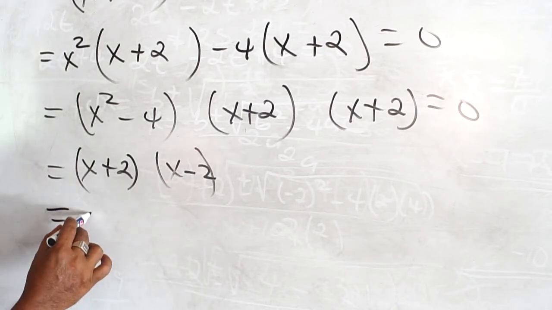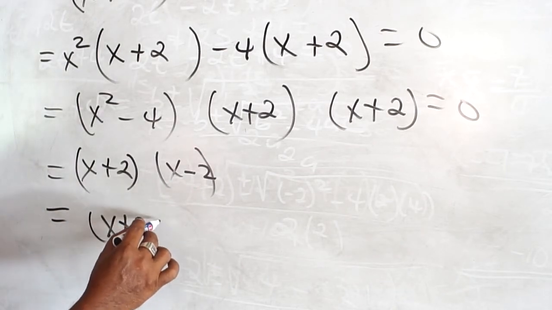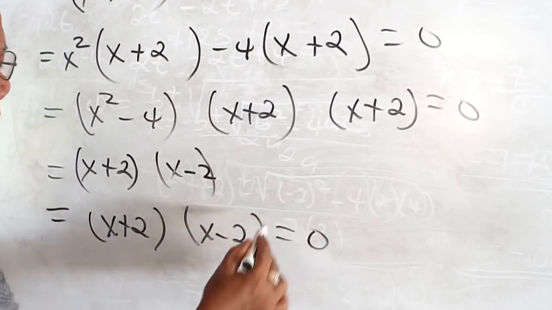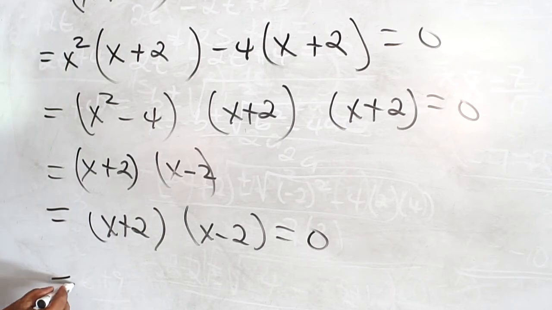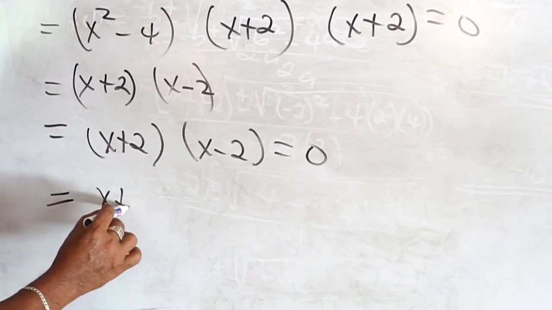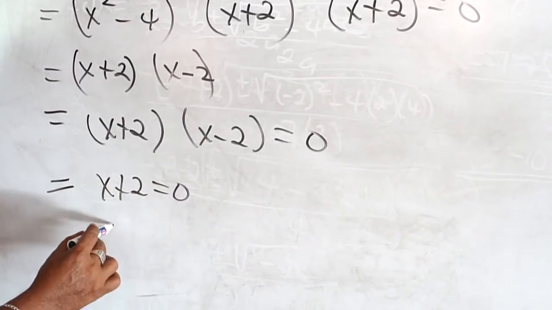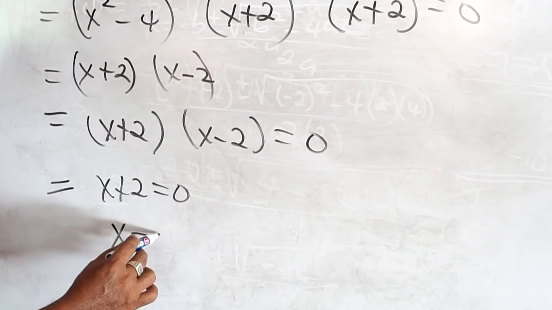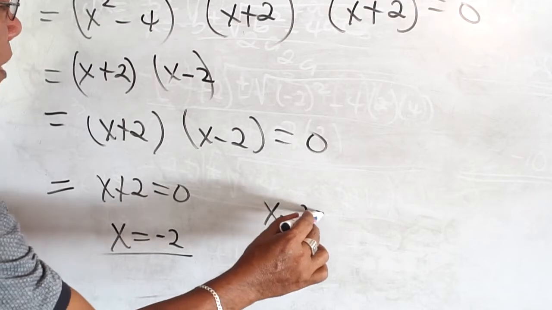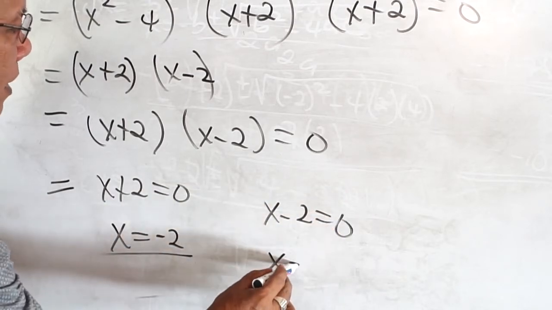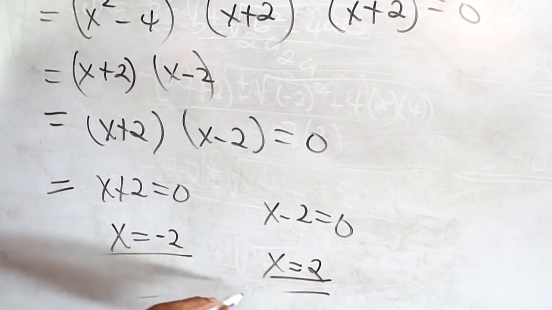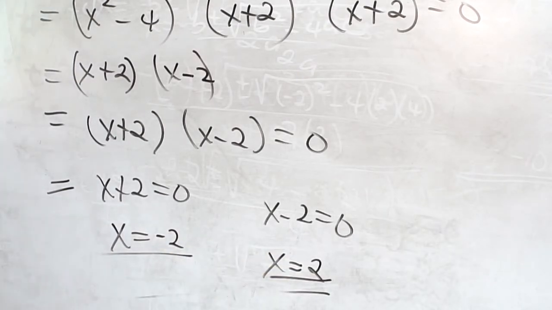So we have here (x + 2)(x − 2) equals 0. Then after that, equate the resulting factors to 0. So x + 2 = 0, so x is equal to negative 2. Then x − 2 = 0, so x is equal to positive 2. So we have here two elements.